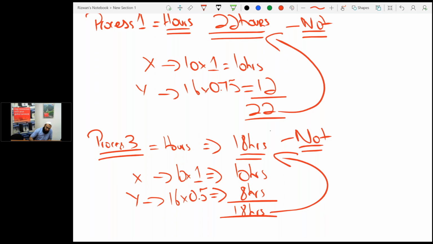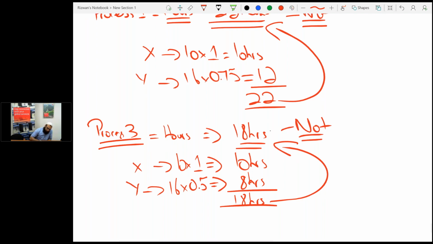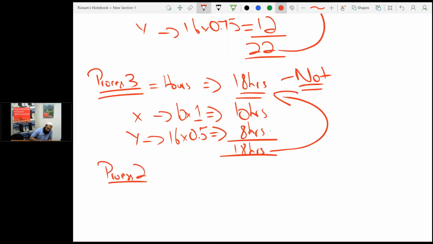Now let's check for process 2. The hours available for process 2 are 2200.